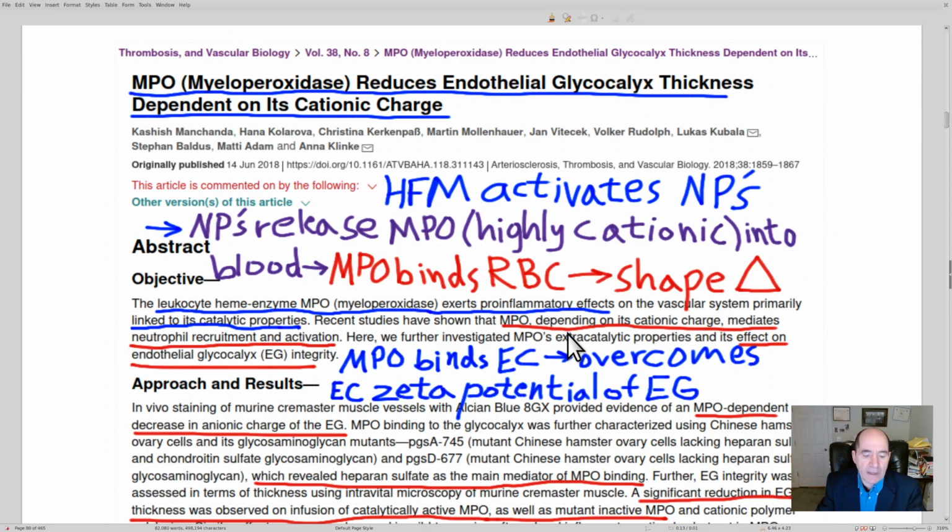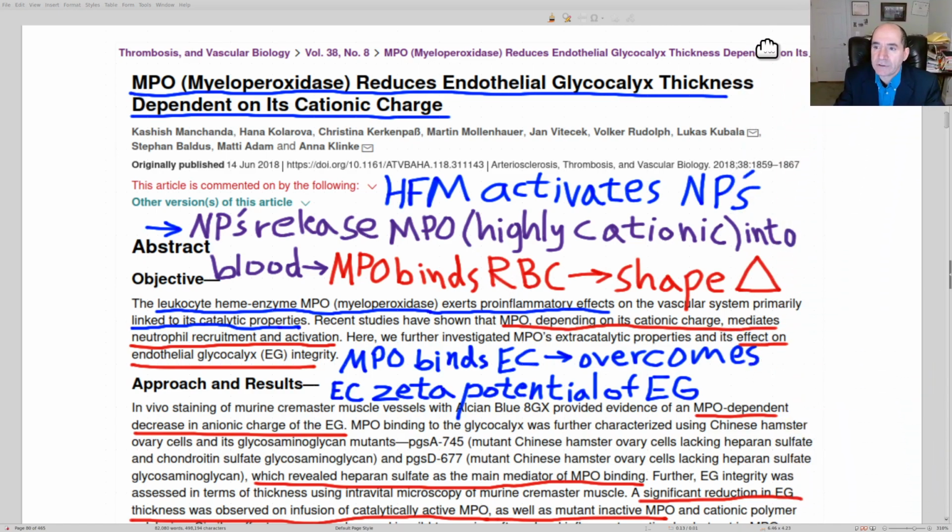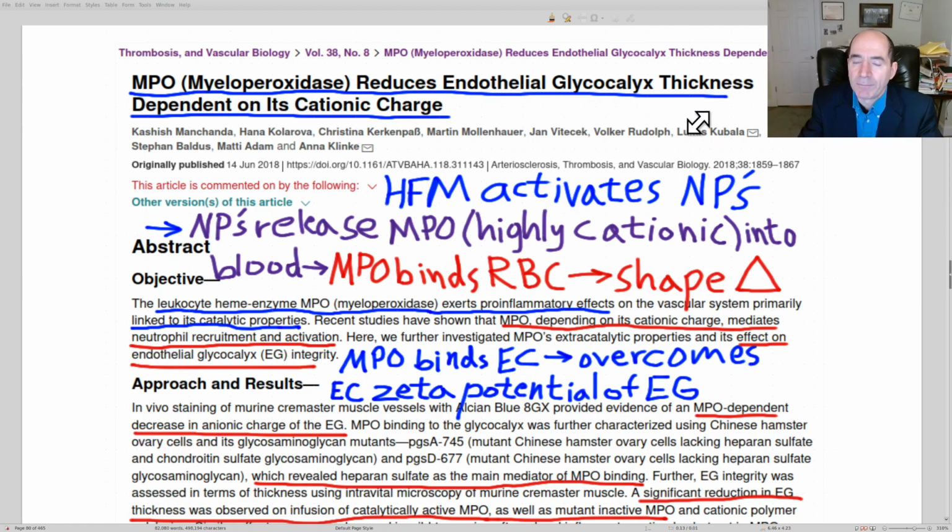Okay, the next thing we're going to talk about here is myeloperoxidase. So myeloperoxidase is released from the neutrophils, and it's in response to inflammation. It can be used by the immune system. We'll talk about that some other times, but it can be used by the immune system to produce chemicals to kill bacteria. Okay, so that's why we have it. But when the myeloperoxidase, MPO is how it's abbreviated, is released, it can do a lot of things you don't want. It'll distort the shape of some of your red blood cells, and it will also cause a collapse of the endothelial glycocalyx. It'll overcome the endothelial glycocalyx zeta potential. So that's all bad.